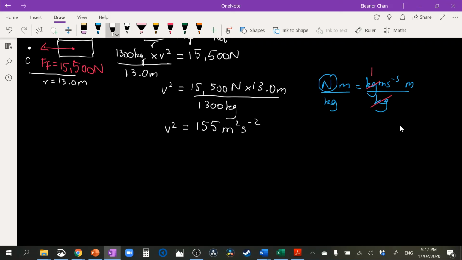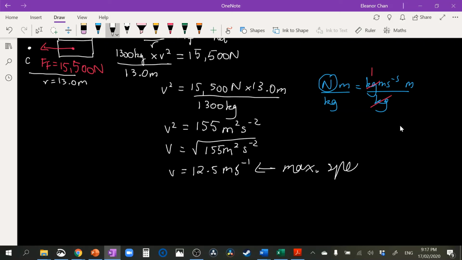Now, we're not done yet. To solve for the speed, we need to square root all of this information. So we need to get the square root of 155, and we'll also square root the units. So your final answer will be 12.5 meters per second. We're being asked for speed, so we don't need to provide a direction, and that's to 3 significant figures. And this is the maximum speed.